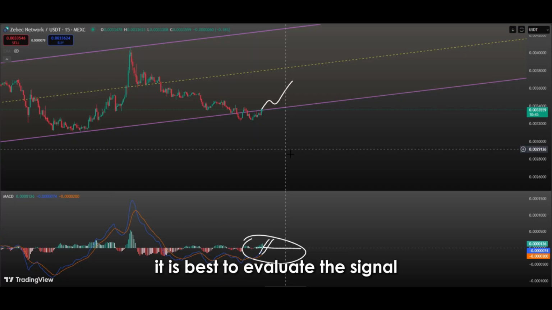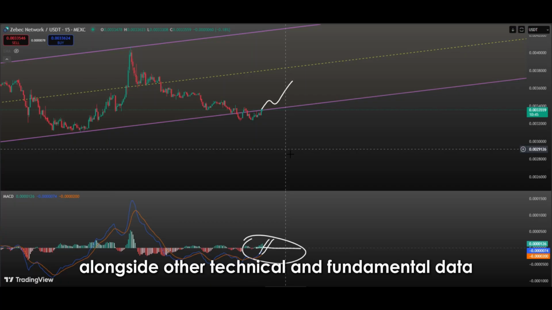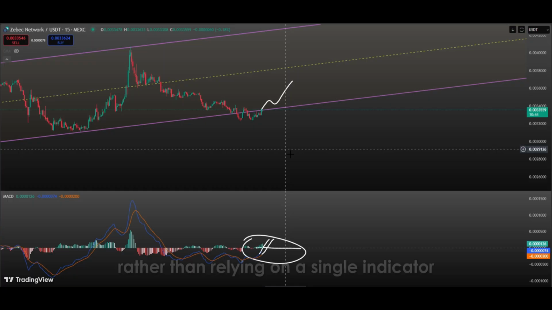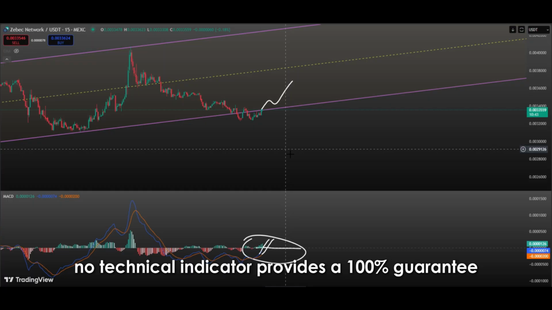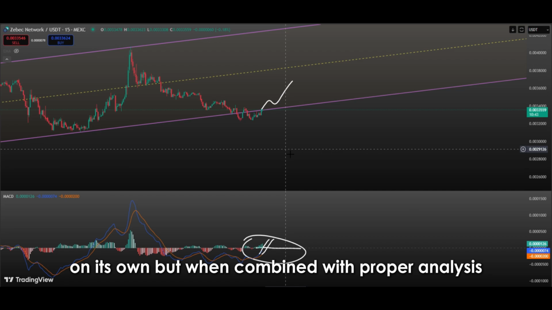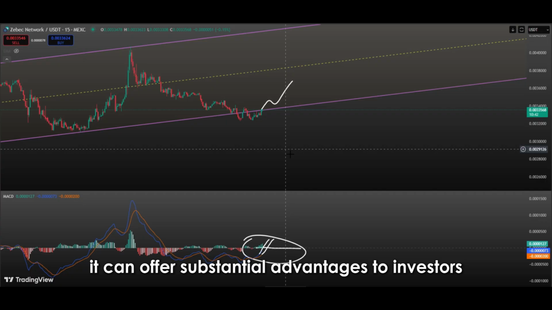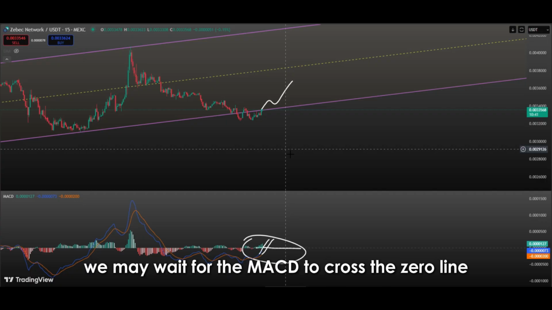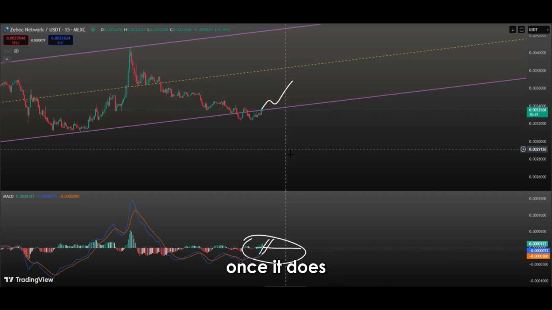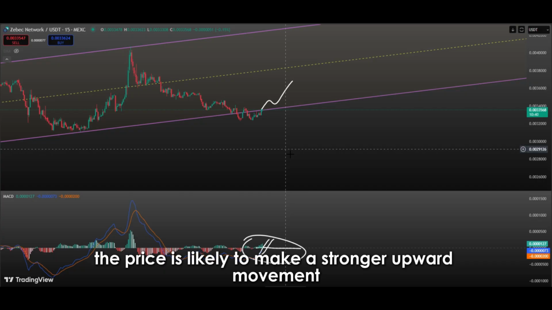However, as always, it is best to evaluate this signal alongside other technical and fundamental data rather than relying on a single indicator. No technical indicator provides a 100% guarantee on its own, but when combined with proper analysis, risk management, and strategy, it can offer substantial advantages to investors. We may wait for the MACD to cross the zero line. Once it does, the price is likely to make a stronger upward movement.